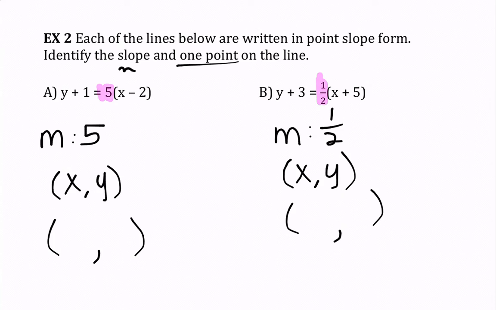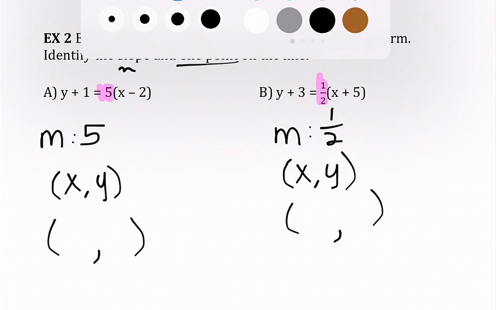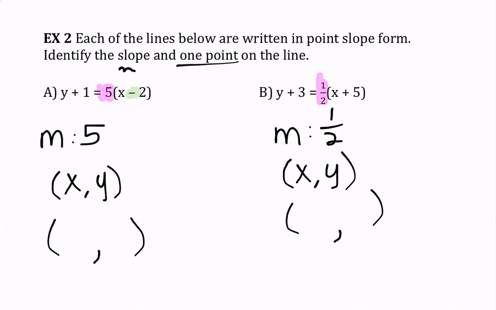Okay, so now let's identify the point they use in each equation. I know on problem A, the x from my point is going to come from the number that's by the x. My y of my point is going to come from the number by the y. So this is going to be my x value, but remember it's opposite. So if I see a -2, I know my x value is +2. So my y value, since I see a +1, I know I'm going to put a -1.